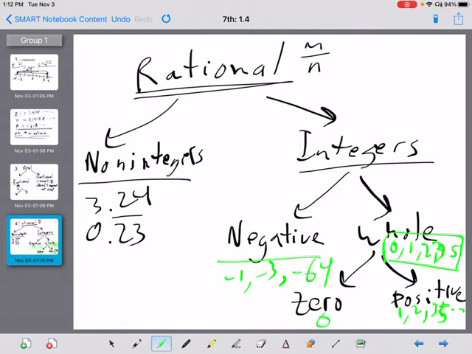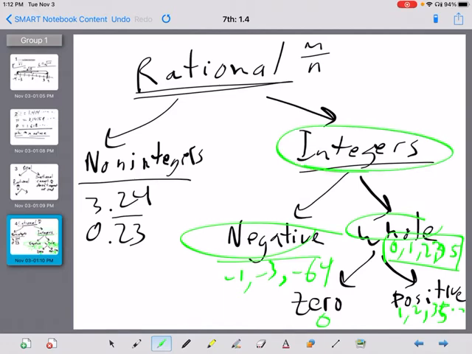So all of these, negative integers and whole numbers, they're all included in integers. So if it's an integer, then it's here. Negative integers include these. Whole numbers means that it's 0, 1, 2, and then the whole numbers are split up into 0 and the positive integers.